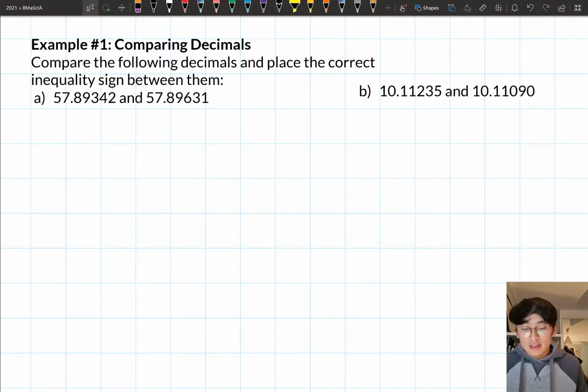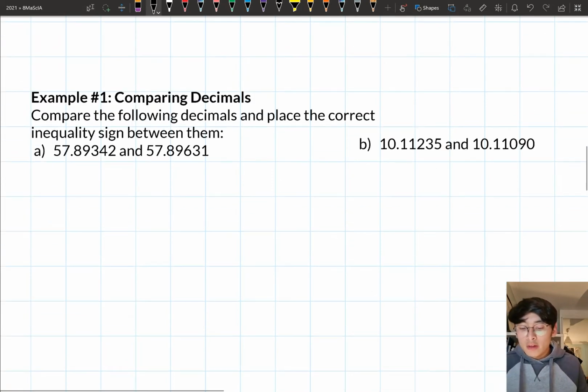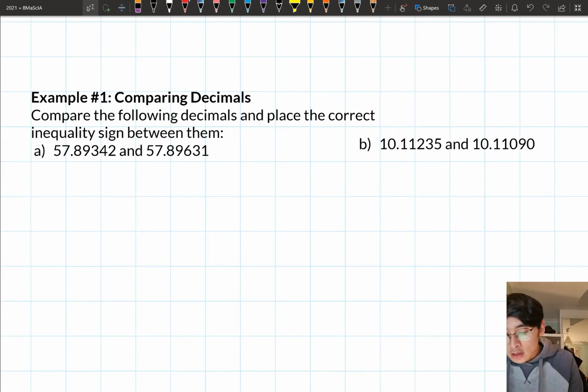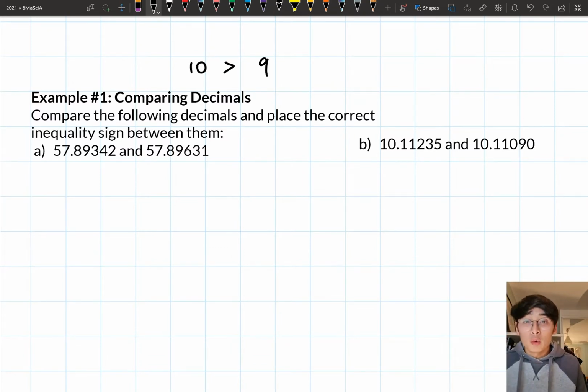Now, inequality sign, what that just means is if one number is bigger than another number, so let's say I've got a number like 10 and 9. We know that 10 is bigger than 9, so I'm going to write this symbol. This symbol just means greater than.